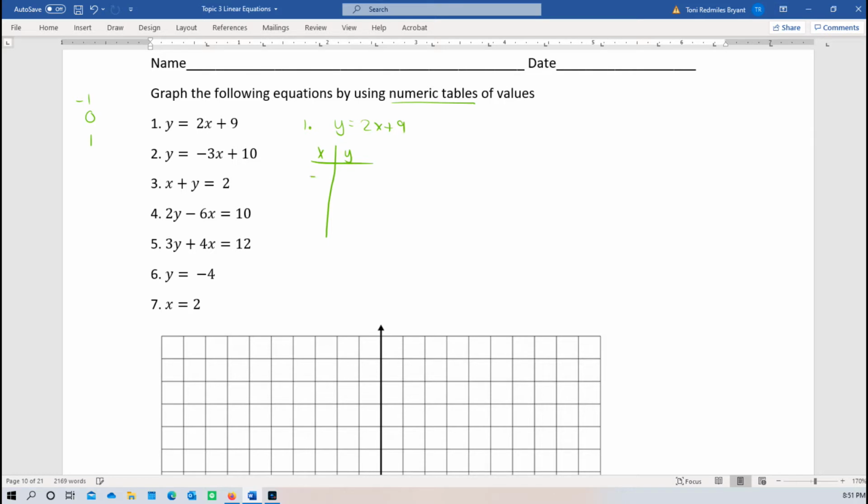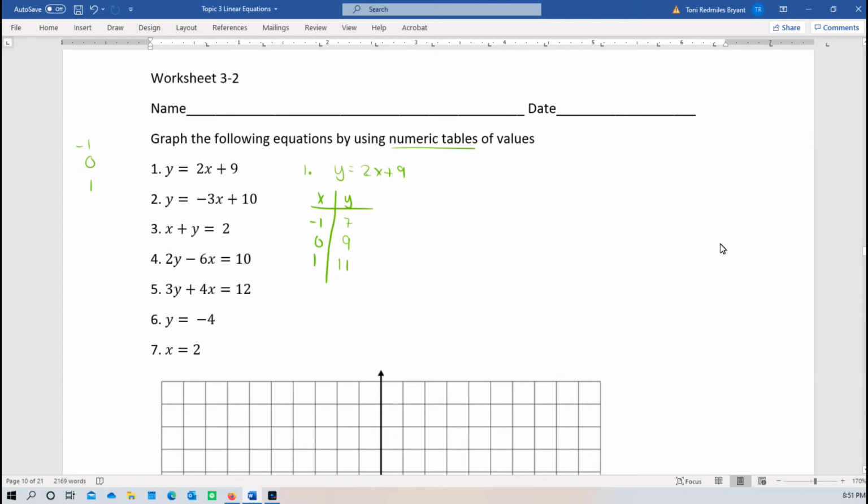All right, I'm going to put in -1, 0, 1. When I put -1 in for x, I get -2 plus 9, which is 7. When I put a 0 in, 0 times 2 is 0, plus 9 is going to be 9. When I put 1 in, 1 times 2 is 2, plus 9 is going to be 11.